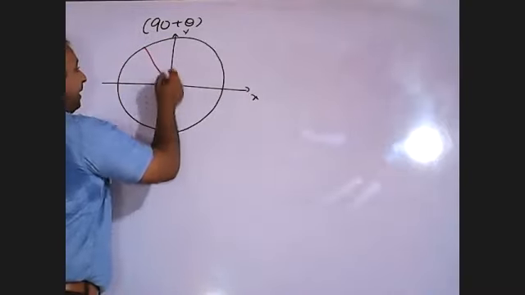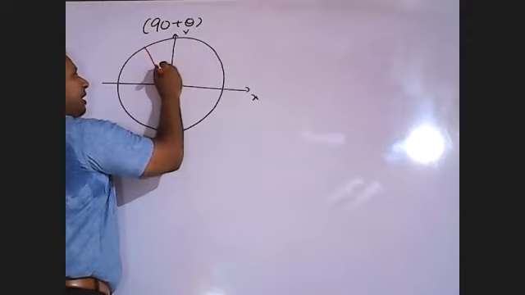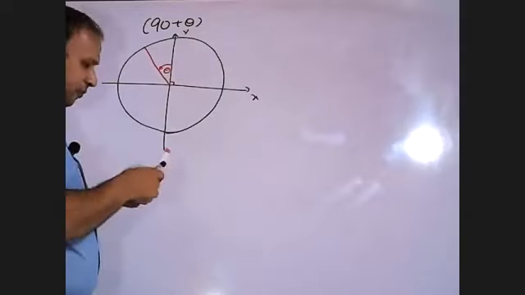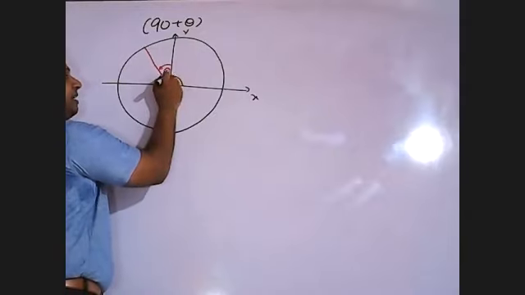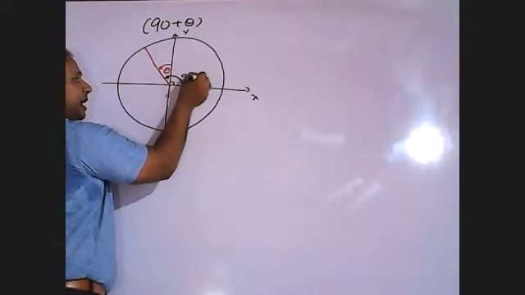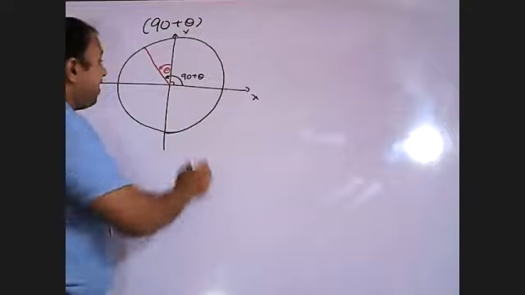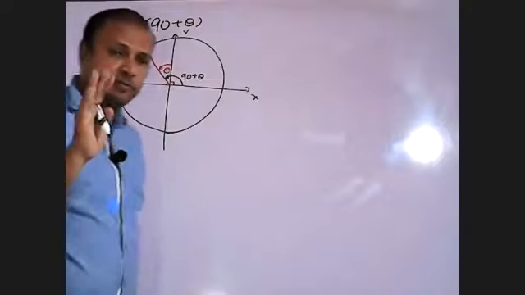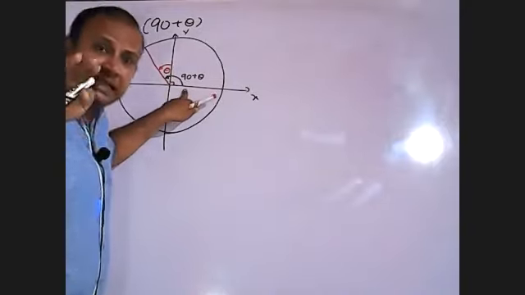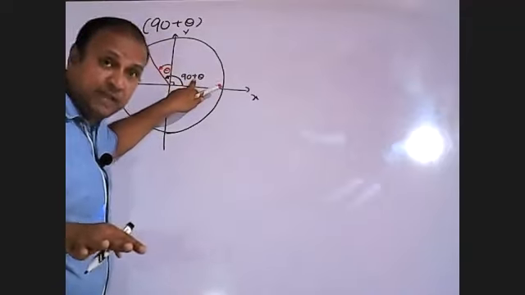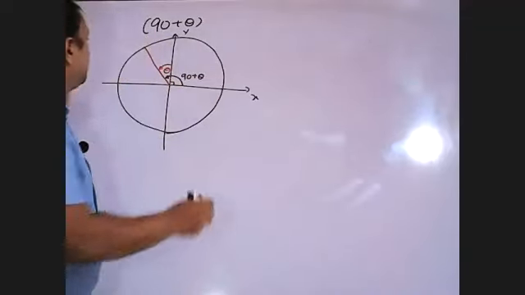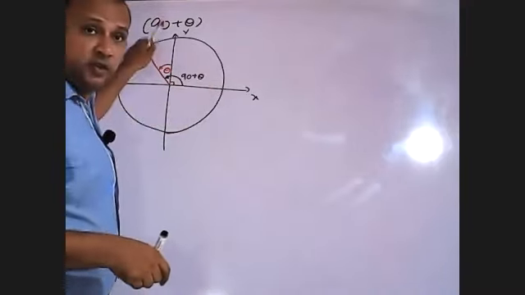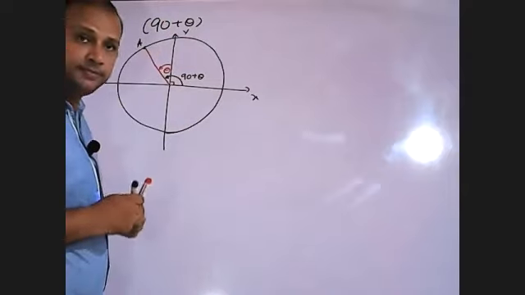As theta is an acute angle, this angle should be theta because this is 90. Therefore, this entire angle is equal to 90 plus theta. Okay. Therefore, the corresponding point. Look at this definition. The corresponding point for 90 plus theta on the unit circle is this one, no? A is the corresponding point on the unit circle for this angle.